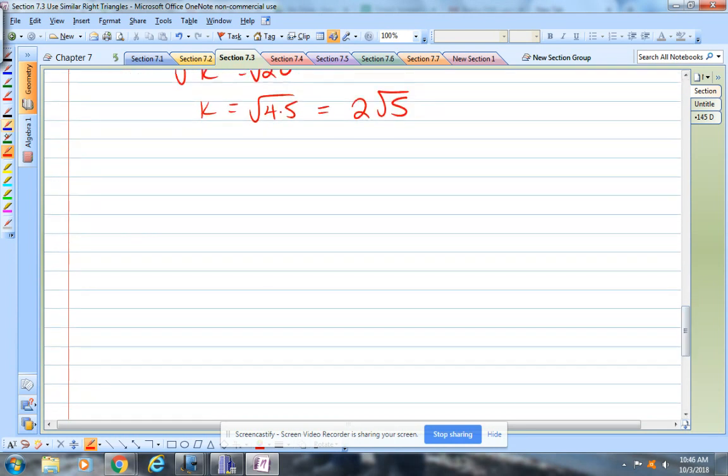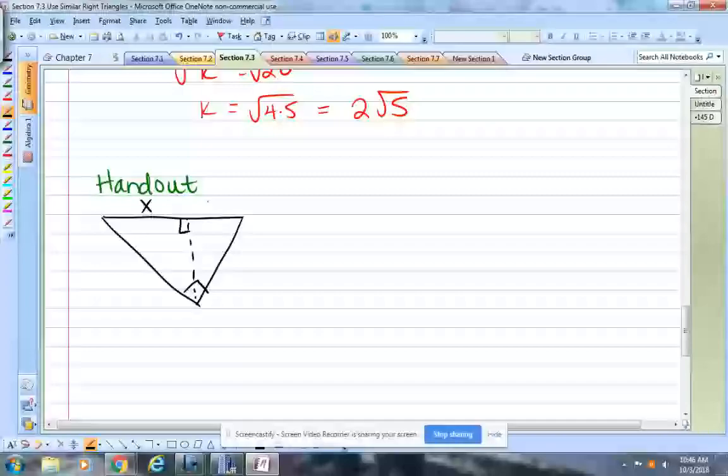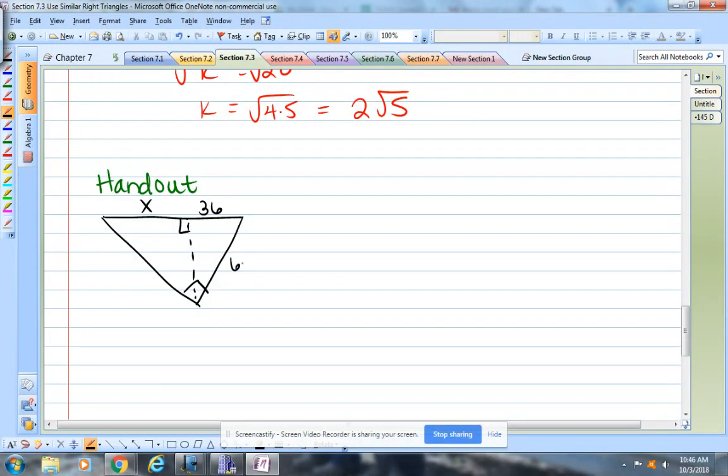All right, so on your handout, look with me at number 1. Draw the picture. No making fun of my drawing. I know it's terrible. So right angle here, x, 36, 60, and this one's 48. Okay, we're looking for x.